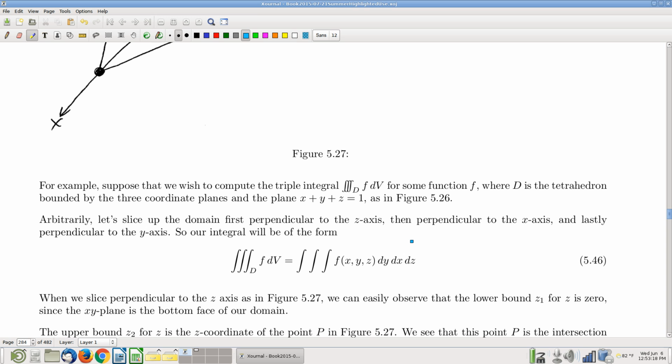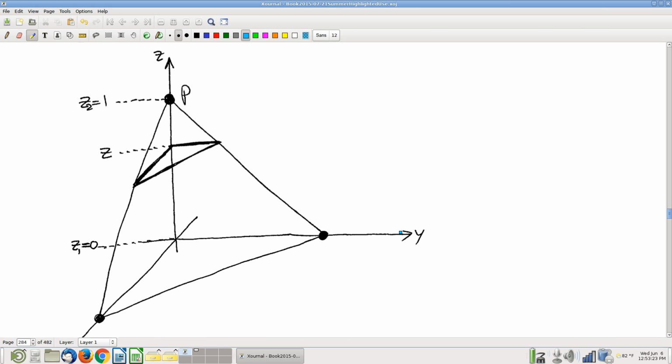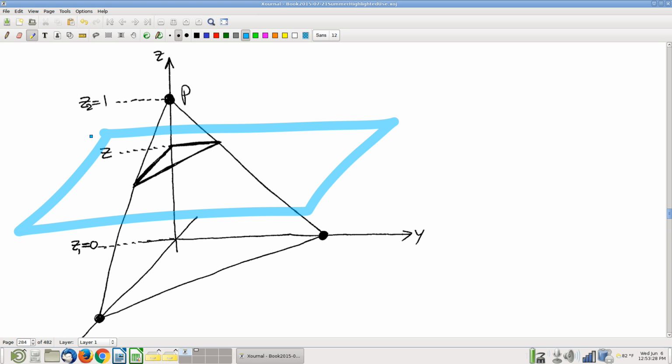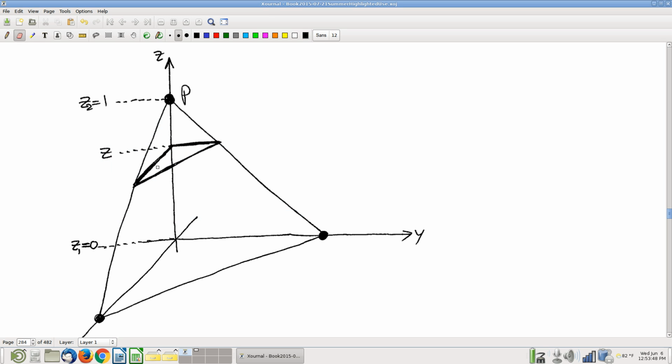Okay, so starting with z, analogous to double integrals. This is what a z slice looks like. If I take a slice perpendicular to the z axis, corresponding to a particular value of z, that slice is a triangle. Okay. Let's think about what the range of values of z is. Well, these slices, they don't all look the same.